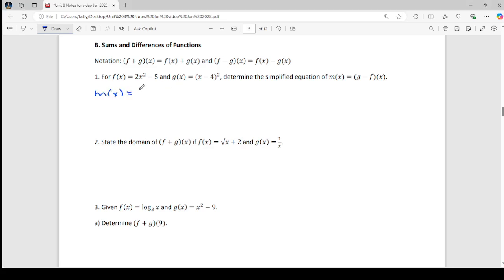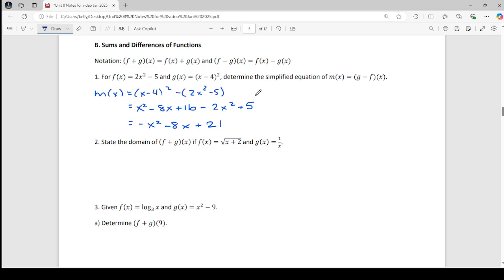We'll do g minus f, carefully putting f in brackets. Let's FOIL this out. x squared minus 8x plus 16 minus 2x squared plus 5 leaves us with minus x squared minus 8x plus 21. Take a quick look. 21 would factor as 7 times 3, and I don't think that's going to be able to make that number in the middle.